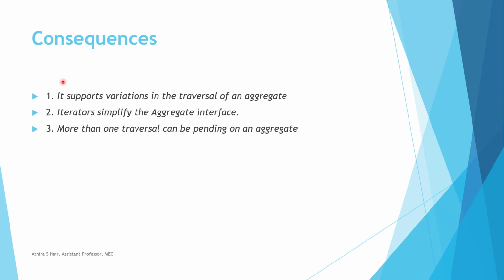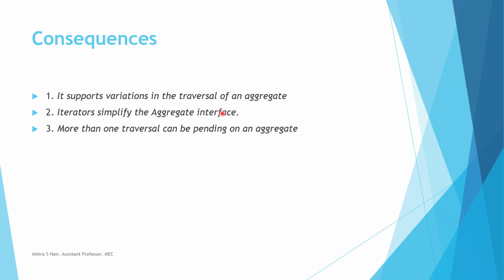So the iterator pattern has three important consequences. It supports variations in the traversal of an aggregate. So complex aggregates may be traversed in many ways. For example, code generation and semantic checking involve traversing parse trees. So code generation may traverse the parse tree in-order or pre-order. So iterators make it easy to change the traversal algorithm. Just replace the iterator instance with a different one. So we can also define iterator subclasses to support new traversals.